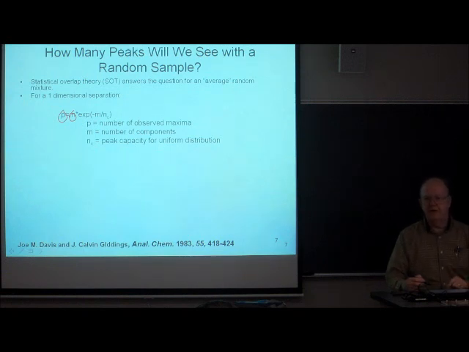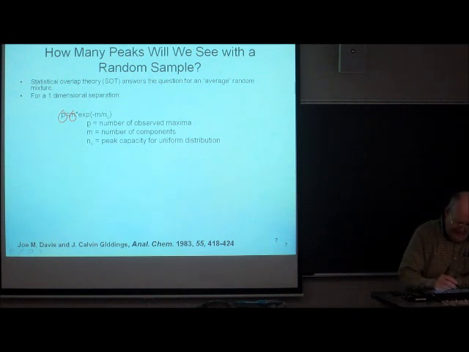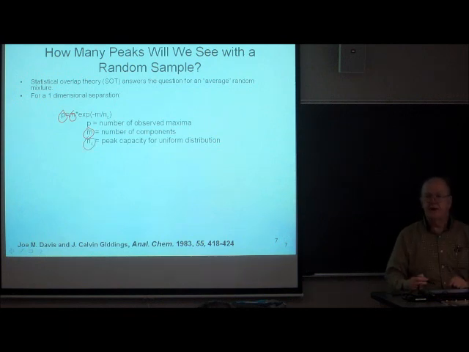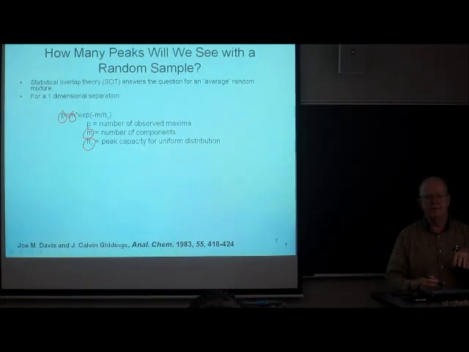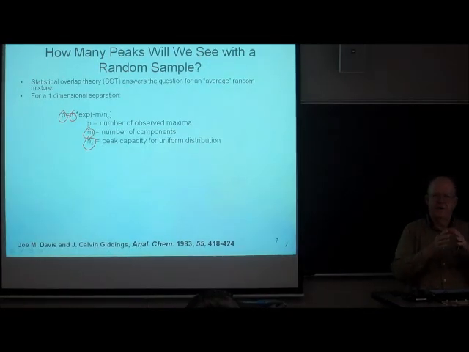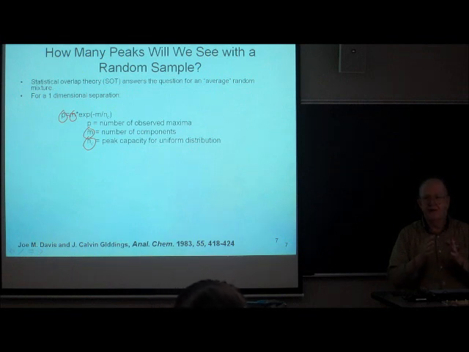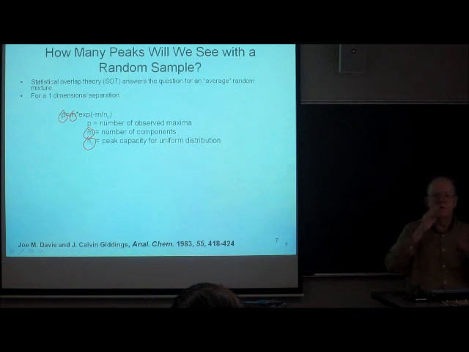So the average number of peaks that you will see is equal to m times the exponential of minus m, the number of components, divided by the peak capacity of the column. This is the peak capacity for a uniform distribution of peaks. So it's a negative exponential. If a peak is pure, you count it once. If a peak has two components but there's only one peak, count it once. If a peak has 10 components in it but there's only one peak, you count it once. It's the total number of actual maxima that you will observe on average.